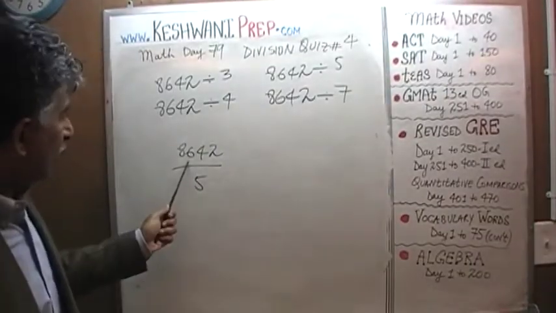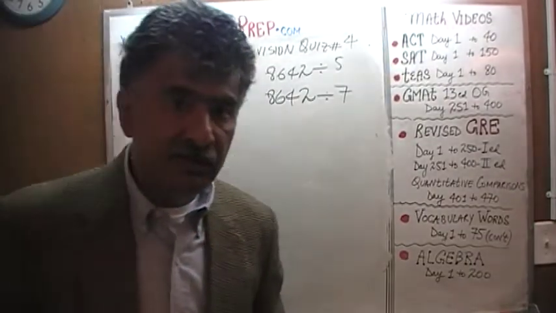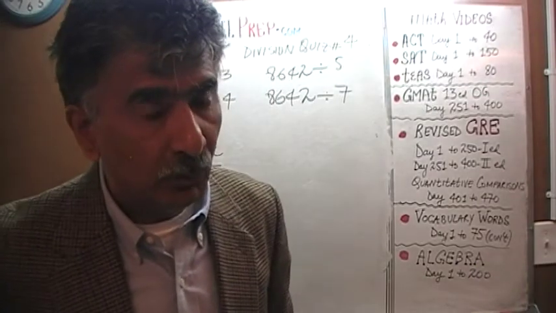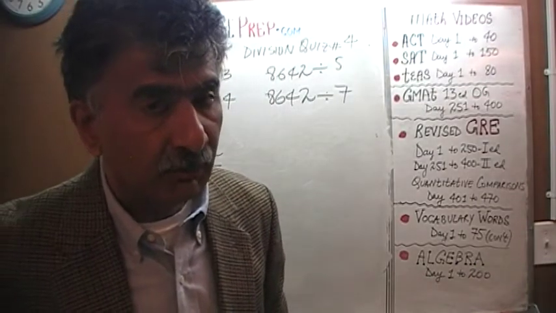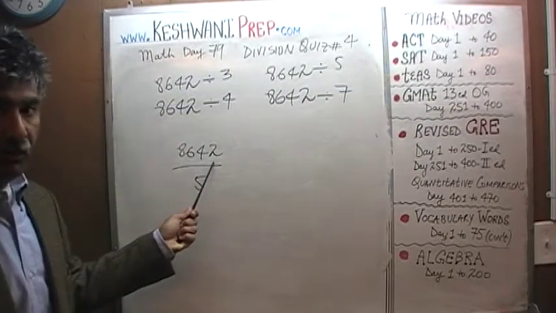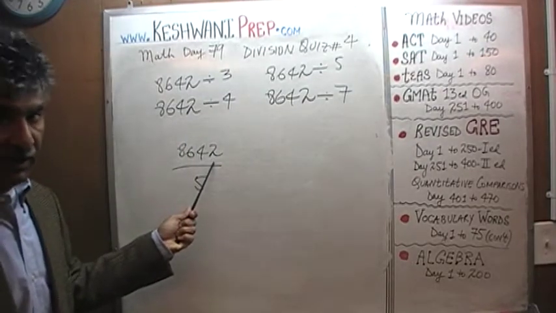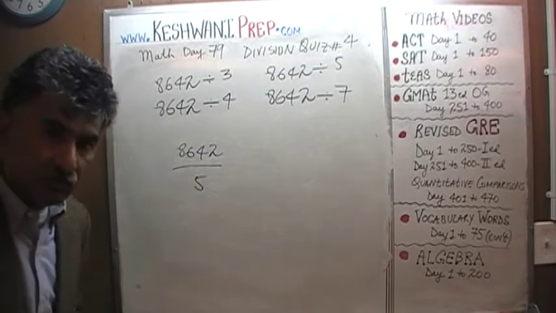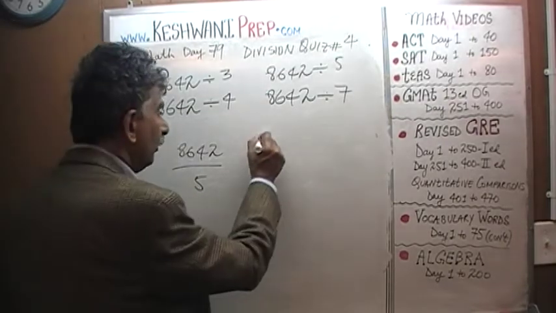8642 divided by 5. Is 8642 going to be evenly divisible by 5? We know in order for a number to be evenly divisible by 5, it has to end in a 0 or a 5. This one ends in neither. Because it ends in a 2, we'll have a remainder of 2.